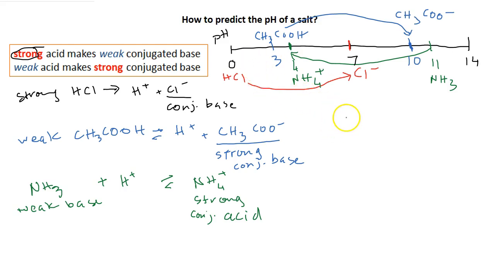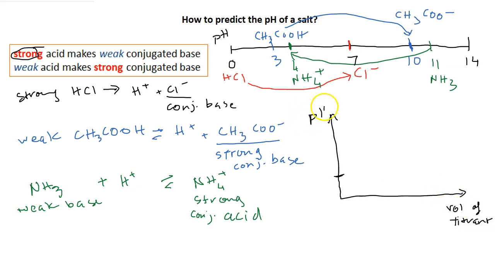For example, if I have the x-axis as the volume of titrant and the y-axis as my pH, and let's say I'm titrating a weak acid with a strong base. I'm going to start out with a pH of, let's say, around 3, and I'm going to end up with excess NaOH, so the pH is going to be 13 or 14. Let's say 14. So my end point is going to be way up here, and my starting point is going to be around 3.